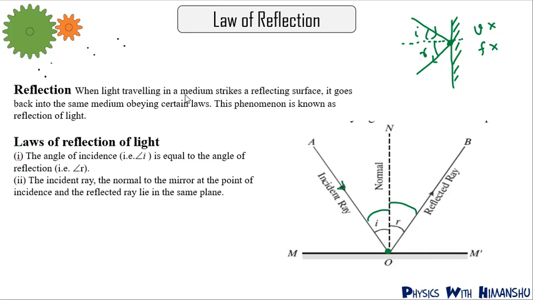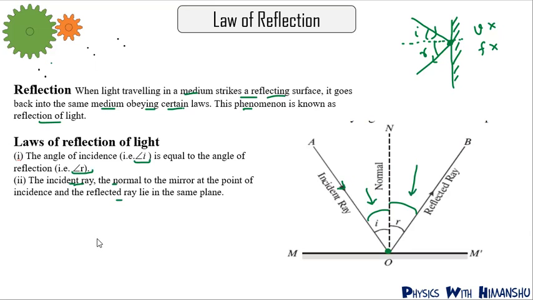So when light traveling in a medium strikes a reflecting surface, it goes back into the same medium obeying certain laws. And this phenomenon is reflection of light. There are two laws of reflection. First is that the angle of incidence is equal to the angle of reflection. And second, the incident ray, the normal, and the reflected ray all lie in the same plane. But you have to remember that in reflection, the angle of incidence is equal to the angle of reflection.